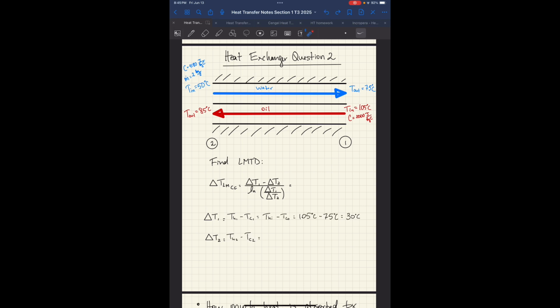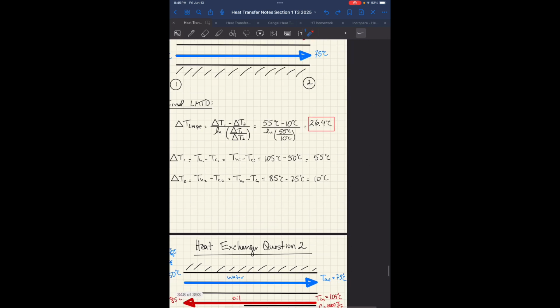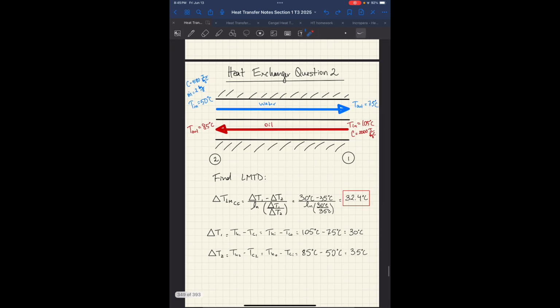Here are your values. Similar thing for delta T2, TH2 minus TC2. We have basically THO minus TCI, and there you go. So now we can plug it into the log mean temperature difference equation, and we get our answer. You can double check these numbers yourself. You'll see that the counterflow log mean temperature difference is larger than the parallel flow. For this question, I got bored, so I wanted to ask a follow-up question.